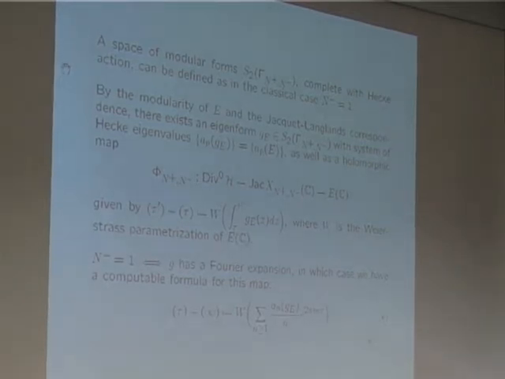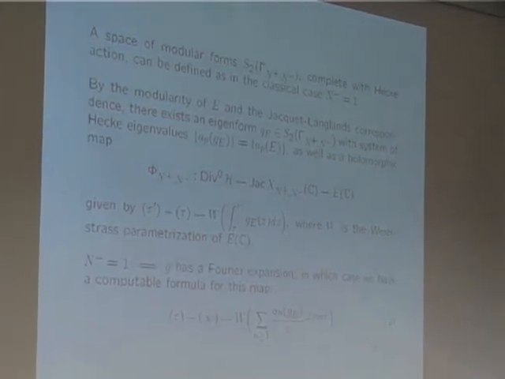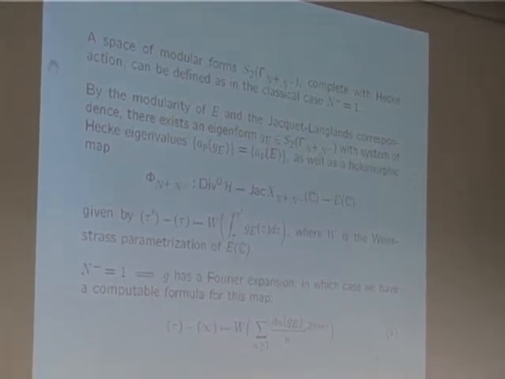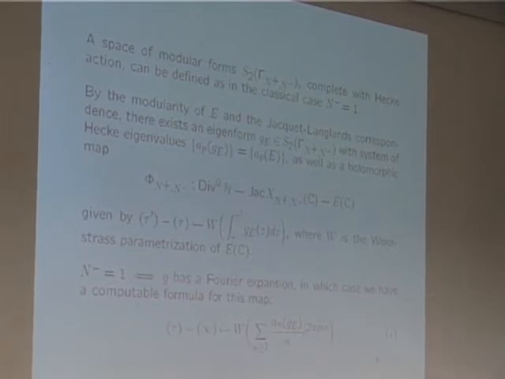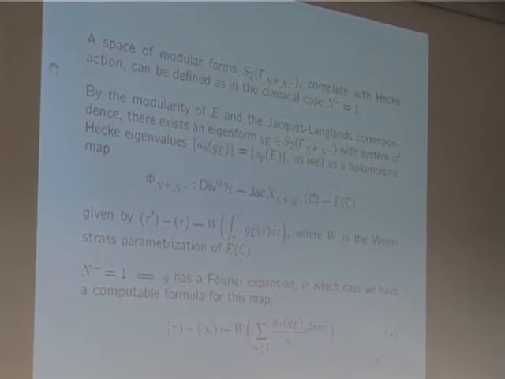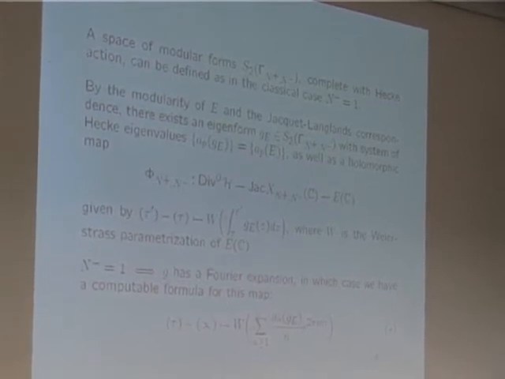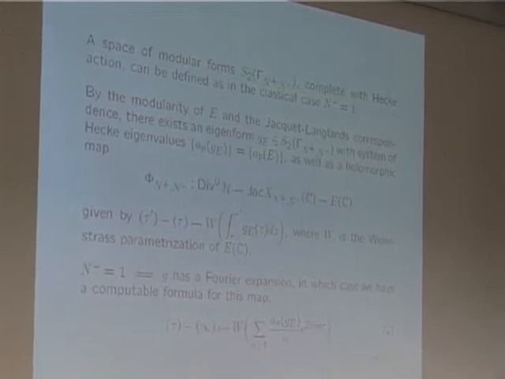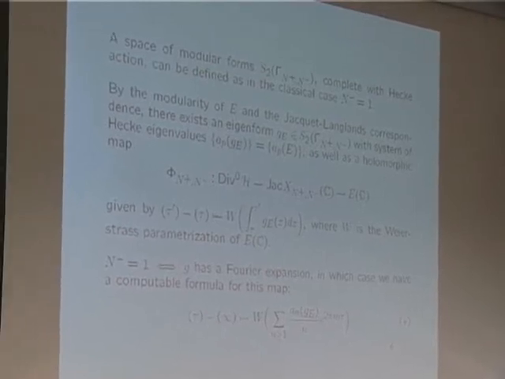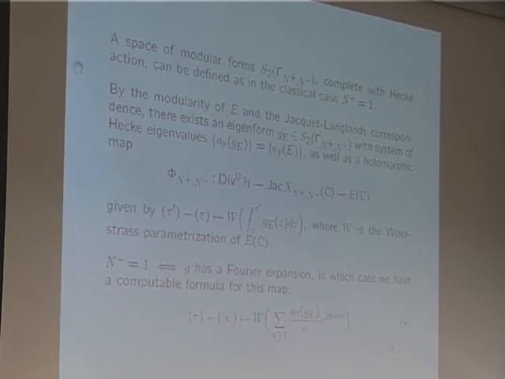All right. Now one can define a space of modular forms on this group exactly as in the classical case, just transforming with the factor of cz plus d squared. And this comes complete with a Hecke action, which can be defined exactly as in the classical case, n minus equal to 1. Let me just leave it at that. This can be done. Now, by the modularity of E, together with the Jacquet-Langlands correspondence, there exists an eigenform G sub E in this set of modular forms on this group gamma n plus n minus, whose system of Hecke eigenvalues matches the system attached to E.